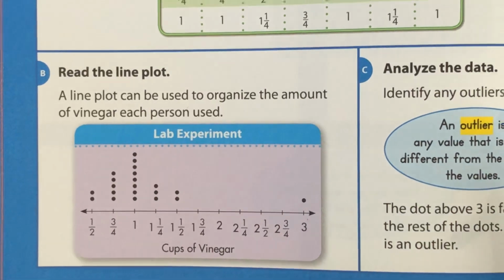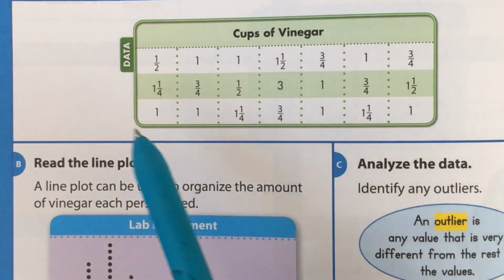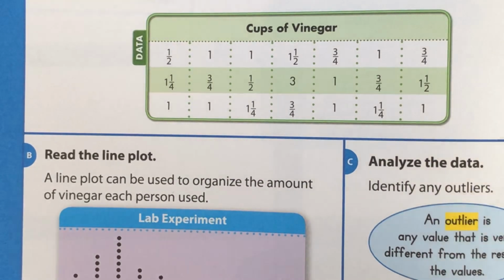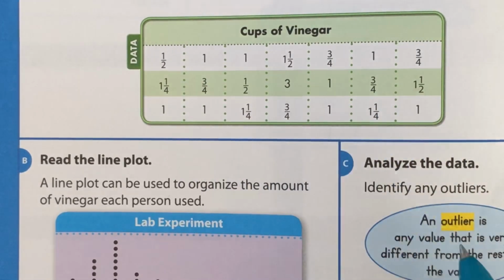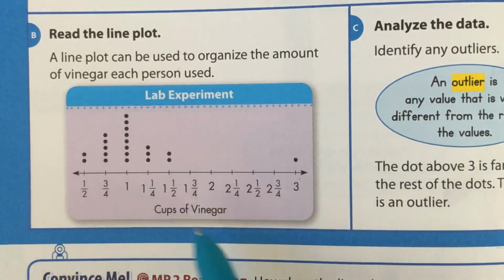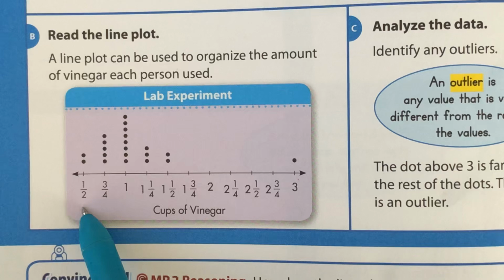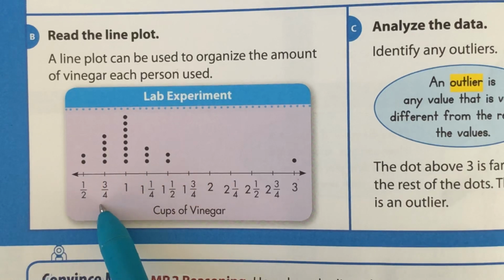You can see from this data here, it's all jumbled. It's really hard to see exactly who had the most vinegar and who had the least amount of vinegar. It's hard to read. But when it's in a line plot, it's nice and easy to read. So you can see, okay, 2 people used a half cup of vinegar. I could see 1, 2, 3, 4, 5 people used 3/4.